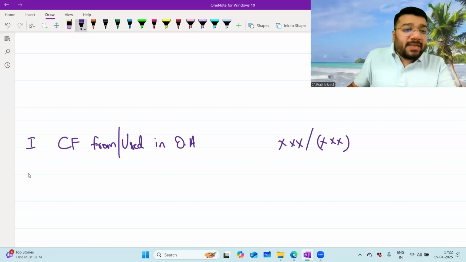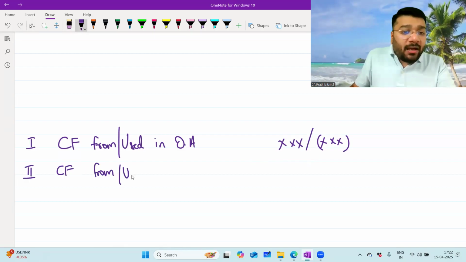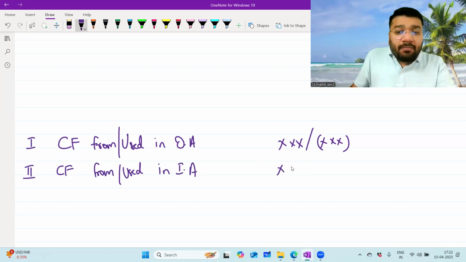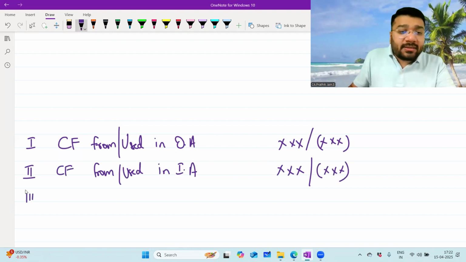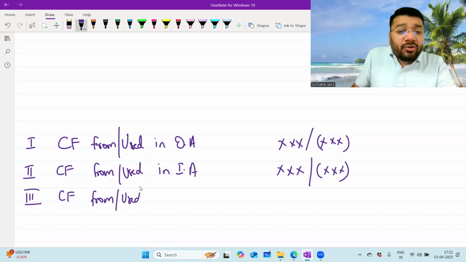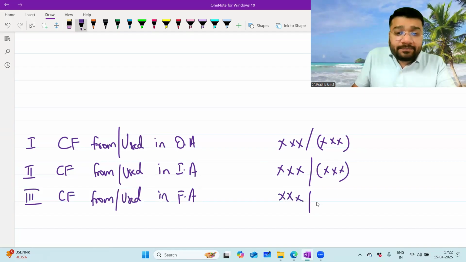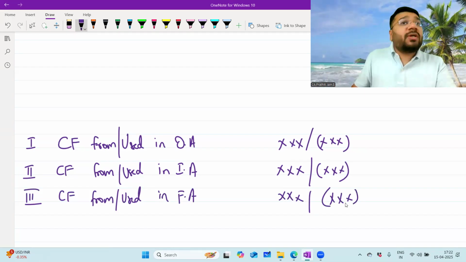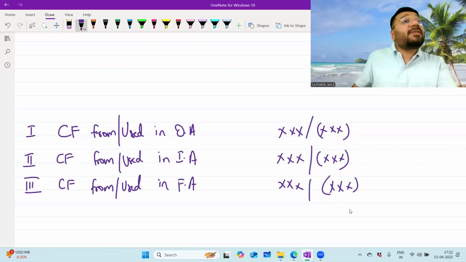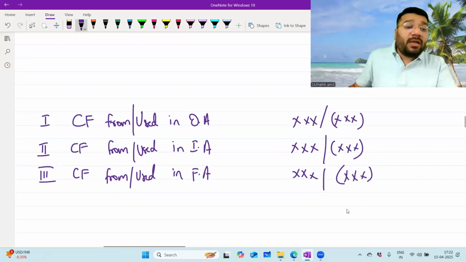This is the first part. The second part is what? Cash flow from or used in investing activities. Positive it could be, or it could even be negative. The third one is cash flow from or used in financing activities. This also can be positive or negative. Now, what are we supposed to do after this? What is my next step?